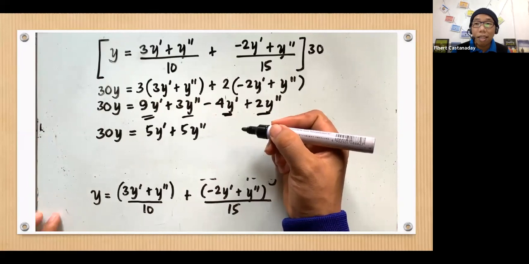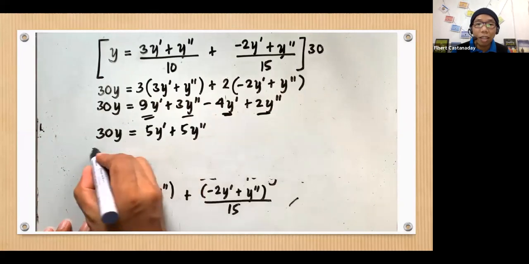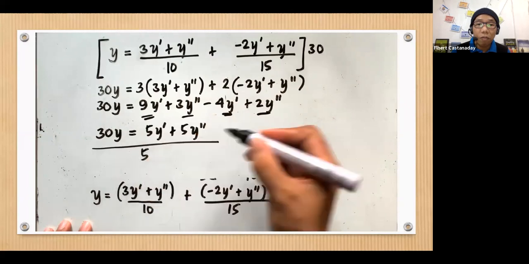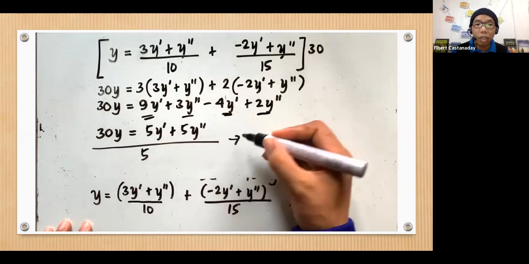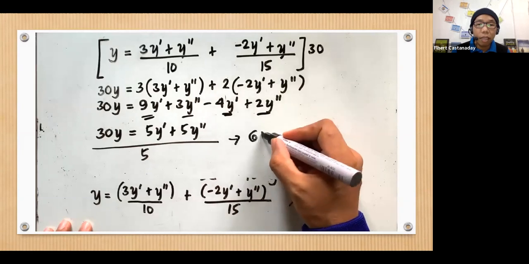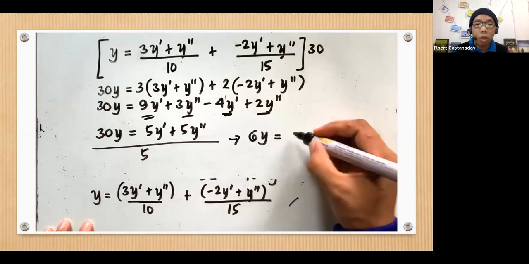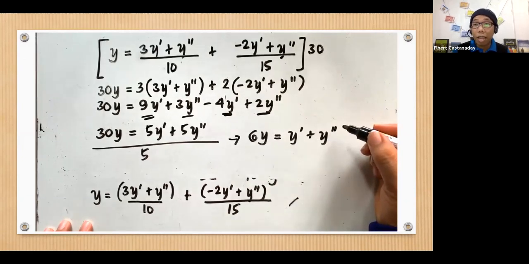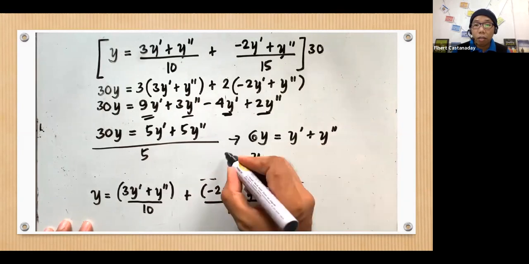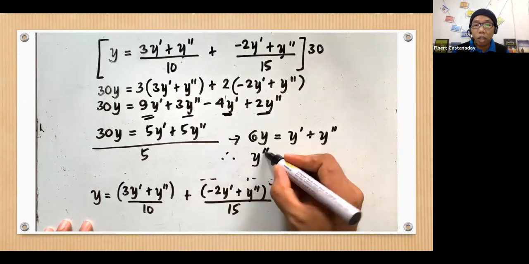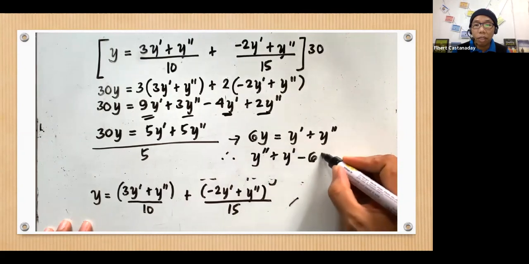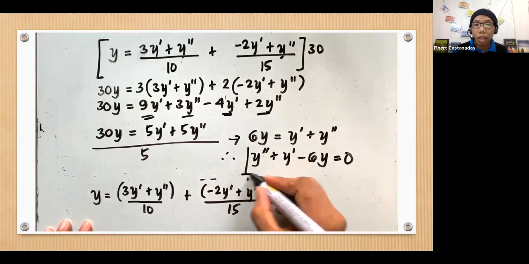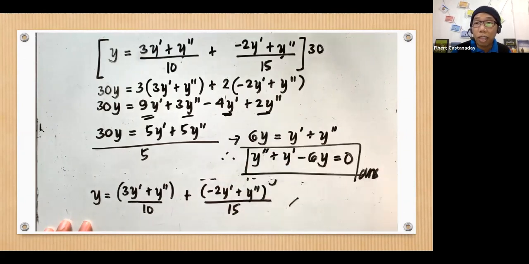As you can see, there's still a common factor there, right? So you can divide both sides by 5 to arrive at our final answer. 30 divided by 5 is 6y, equals 5 divided by 5, so 1, y prime plus y double prime. This is our final answer. You can arrange your final DE from the highest derivative to the least. So y double prime plus y prime minus 6y equals 0. This is a differential equation. It contains derivatives and no arbitrary constants that you can see in the final answer. Okay, clear?